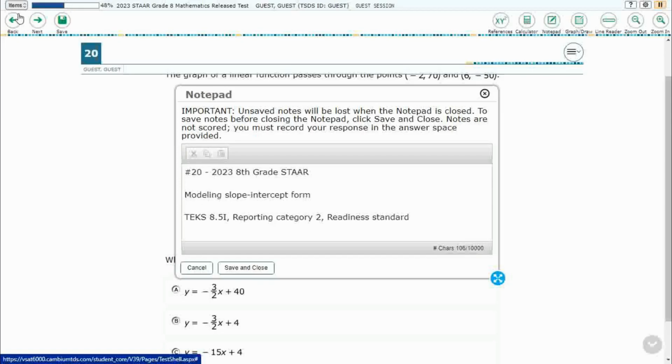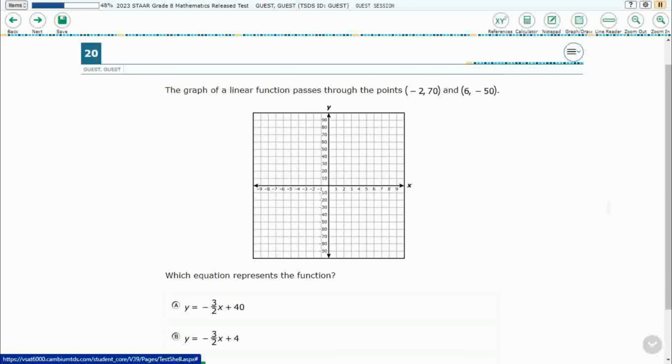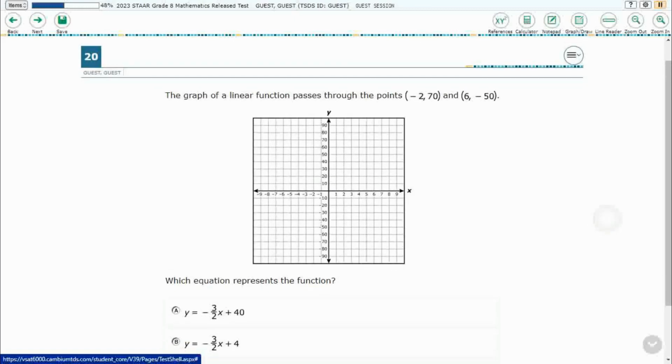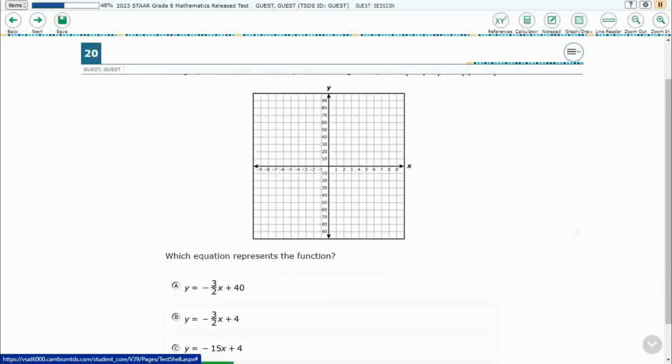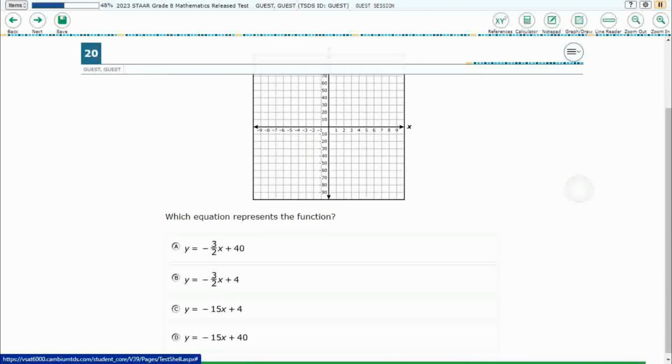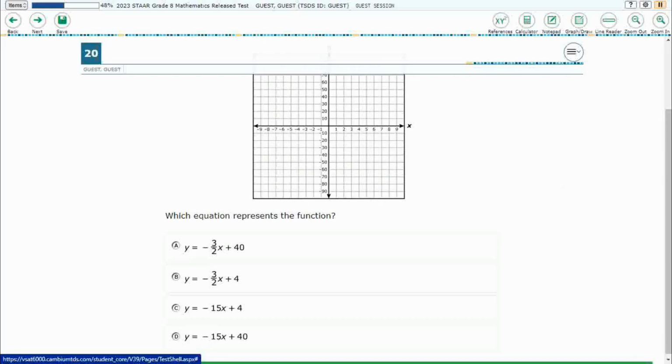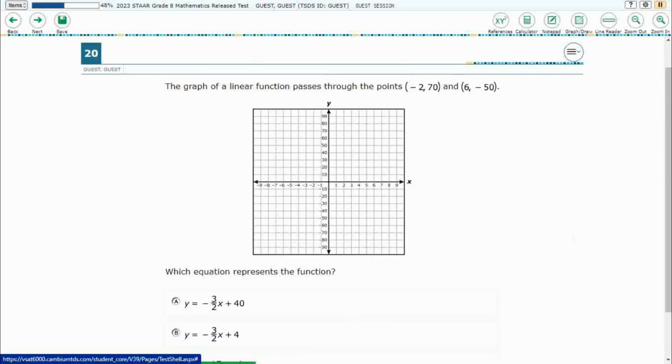For number 20, we are looking at TEKS 8.5i, Modeling Slope-Intercept Form. This is a readiness standard in reporting category 2. We need to graph a linear function. They give us a graph here, and it's going to go through 2 points. We need to find an equation that best represents this function. And as you can see, everything needs to be in slope-intercept form.